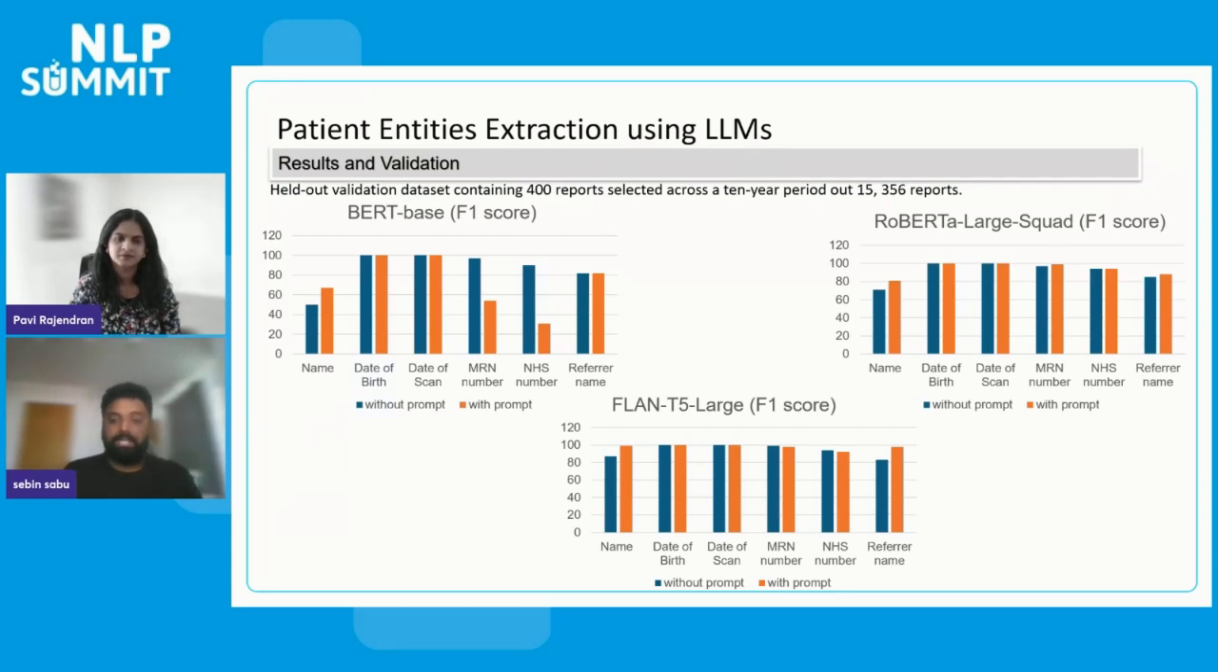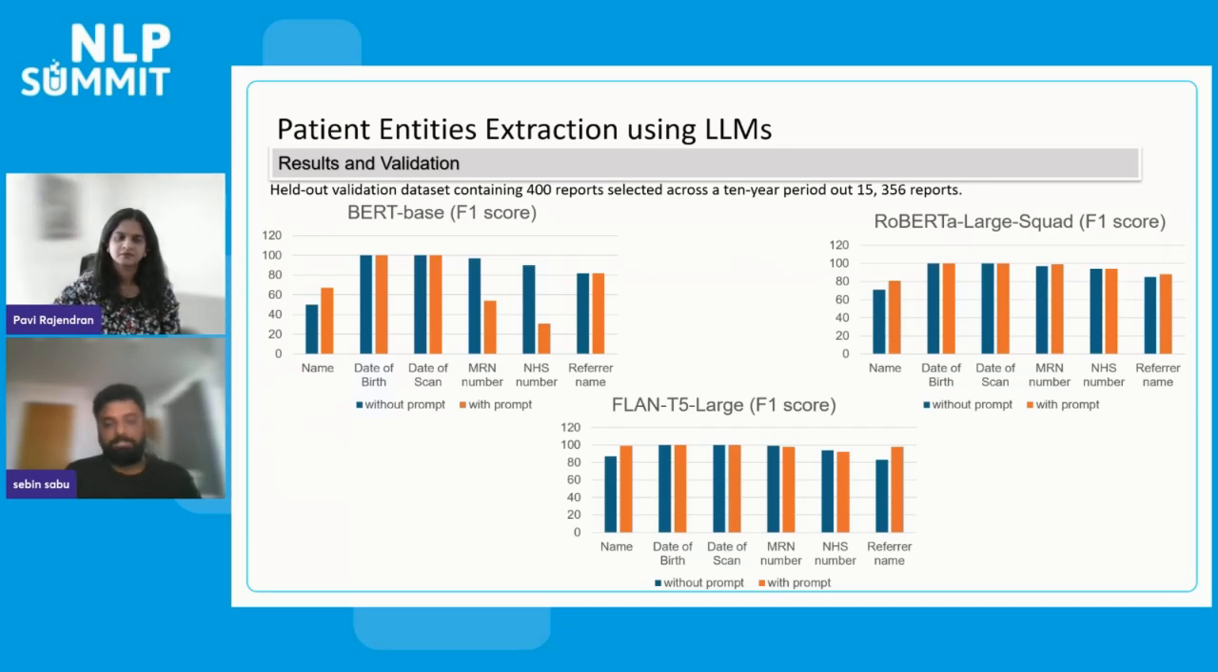The other study we did was to include a prompt which gives the large language model context about what the report is, like: this is a part of unstructured text in a cardiac MRI report in the hospital. We observed that by providing that prompt, the performance of the models on extracting entities like a name or the reference name increased significantly in Flan-T5 and RoBERTa. But some interesting results we obtained from BERT, whose performance dropped significantly on extracting MRI numbers and NHS numbers.